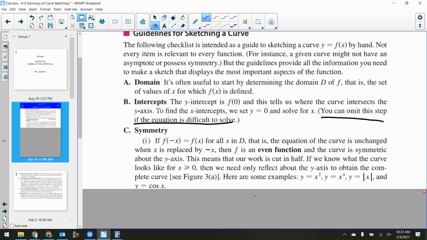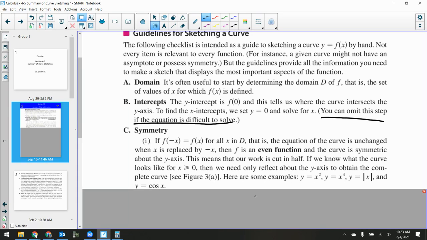Now, how do you tell if it's even? Remember, if it's even, f of negative x is going to be equal to f of x, right? If you plug in the positive or the negative, it's going to come out to be the same thing. Why is that so important? Because that reduces our work by a factor of 2, because we can just reflect everything over the axis. If f is an even function and the curve is symmetric about the y-axis, that means our work is cut in half.